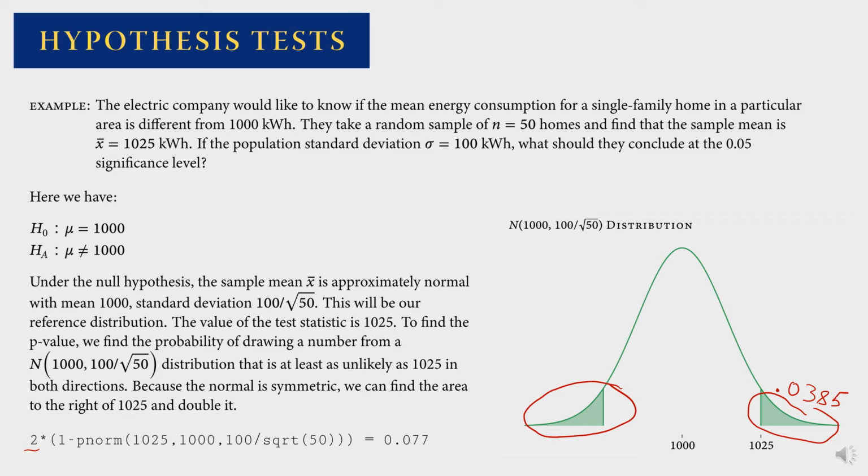Because 0.077 is greater than the significance level, we fail to reject the null hypothesis. We cannot conclude that the population mean energy consumption is different from 1000 kilowatt hours.